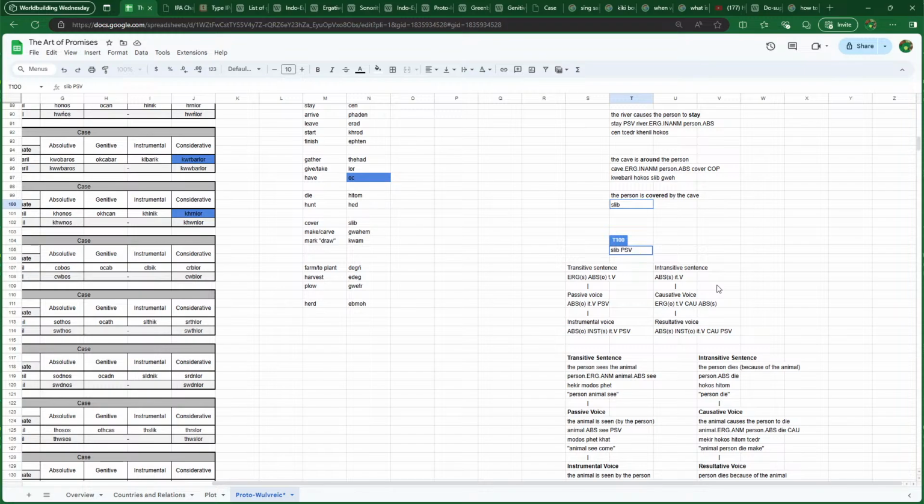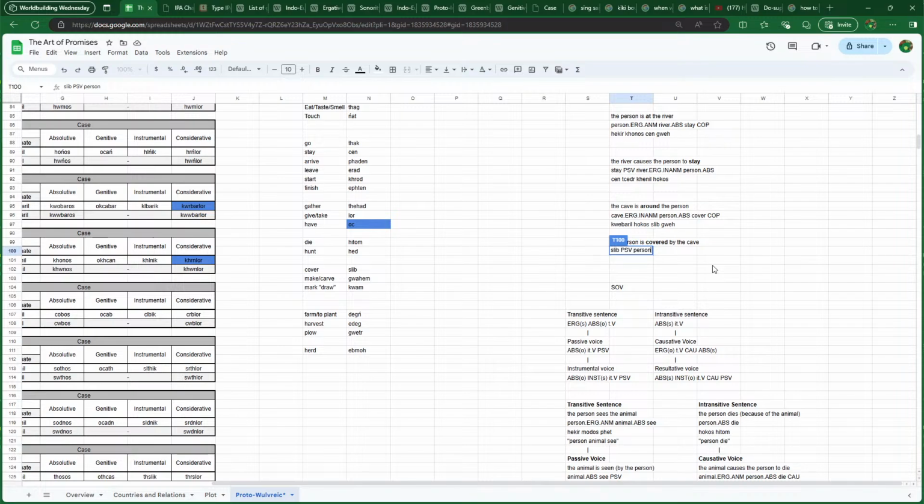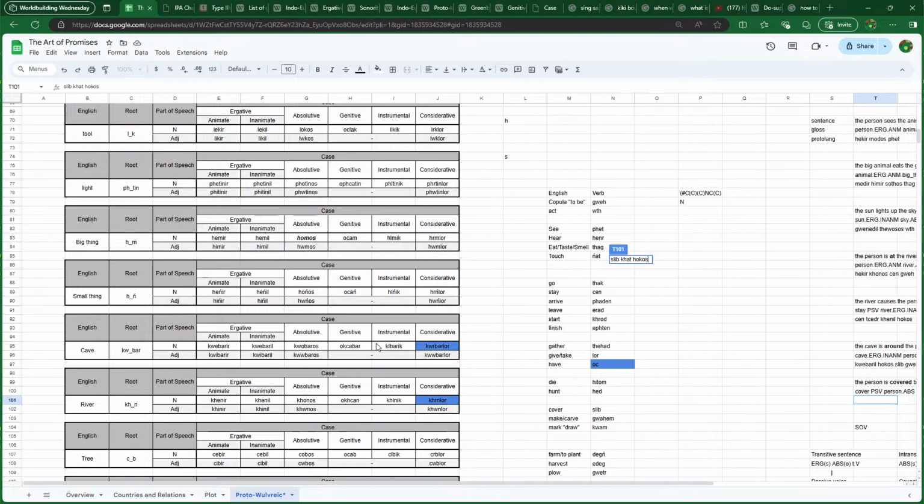And it's the person absolutive and the cave instrumental. So sleep kat hokos, cave instrumental form klebarik, right? Klebarik.